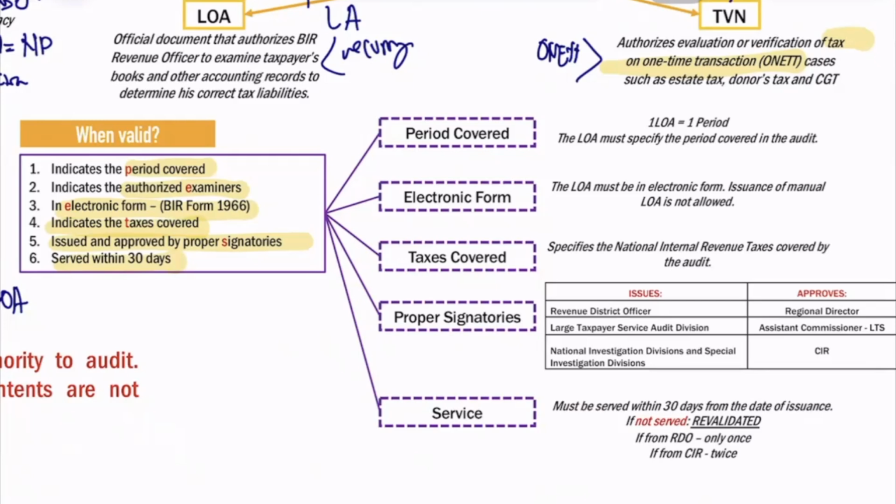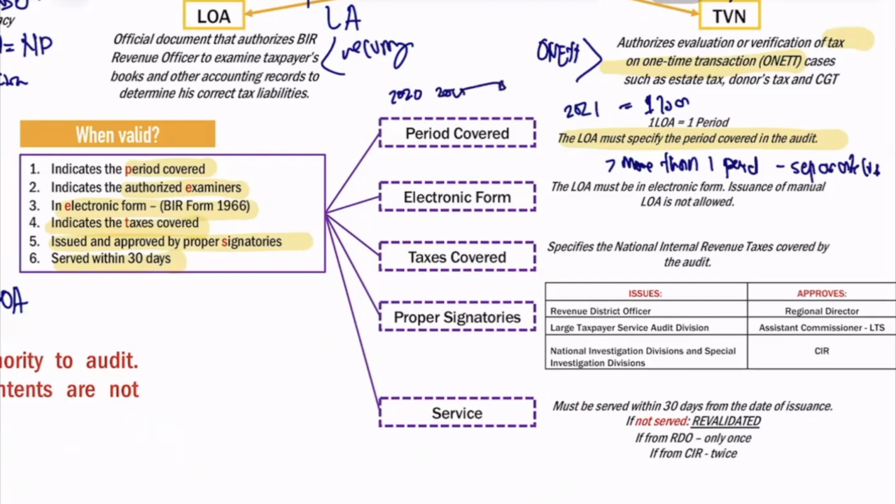Now, for period covered, there must be one LOA for one period. So for example, you are to audit 2021, there must be one LOA here. Furthermore, the LOA must specify that period. If the period is not specified, it is considered invalid. If more than one period, there must be separate LOAs. So for example, you want to audit 2020, 2021. So separate LOAs.